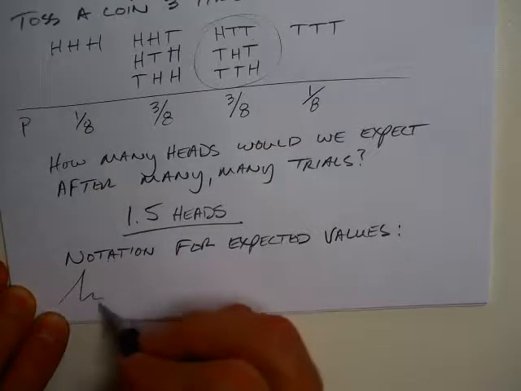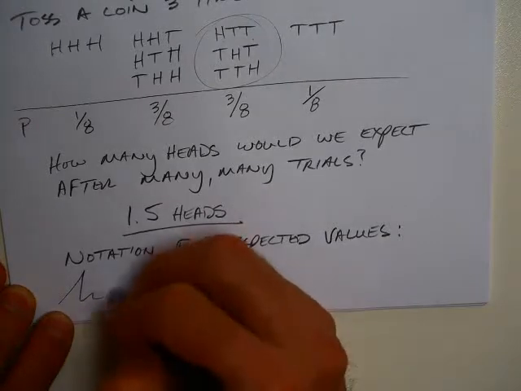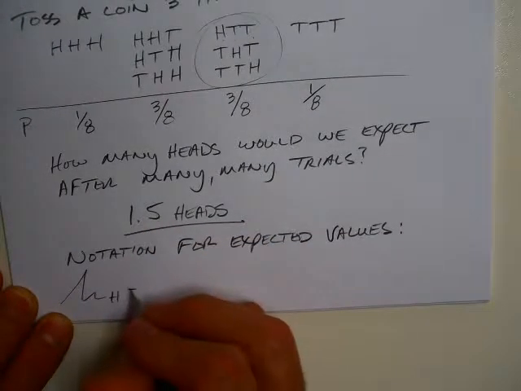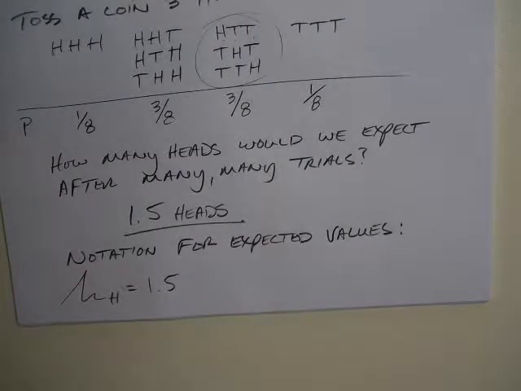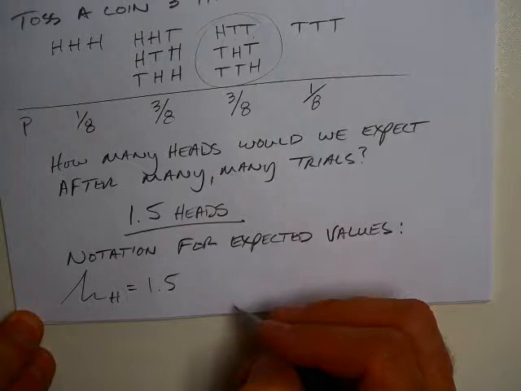And mu sub heads, I don't need parentheses there. Mu of heads would be 1.5. Now, anytime we're talking about mu, we're talking about many, many trials. A population of trials, if you will. You have to have a population to get that average.